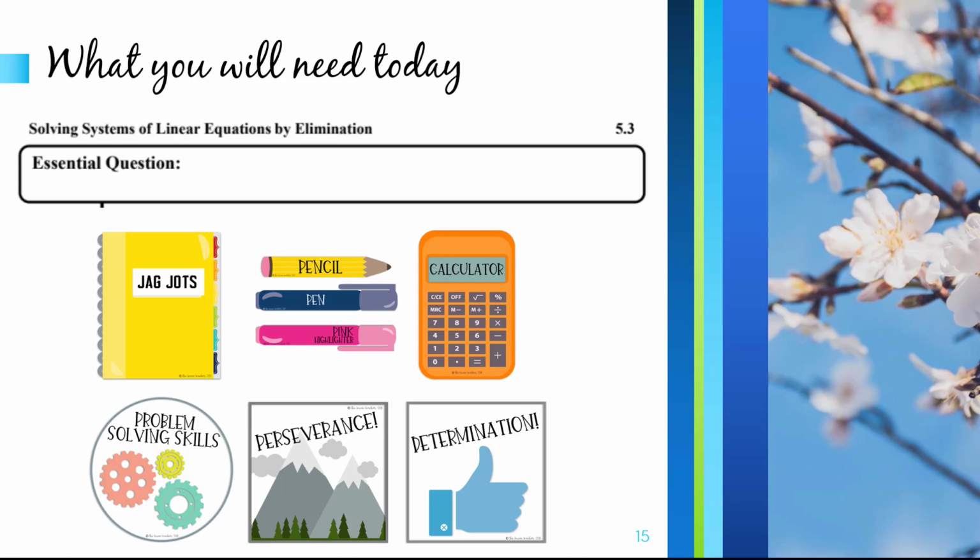Today you will need your Jaguar dots on section 5.3, which is solving systems of linear equations by elimination, a pen or a pencil. A highlighter is probably going to be a little bit helpful today. A calculator will keep our equations moving quickly and efficiently. You will definitely need some problem solving skills, your perseverance, and of course bring your determination.